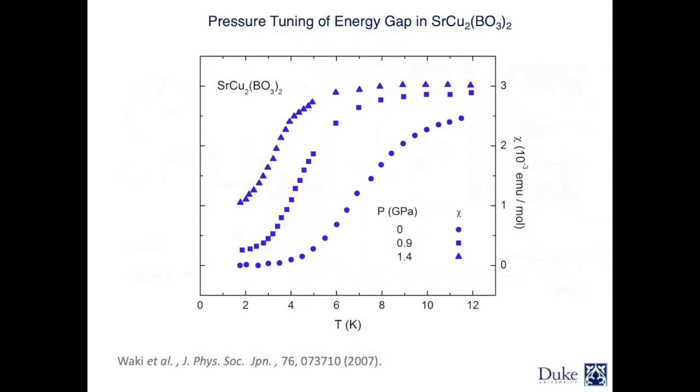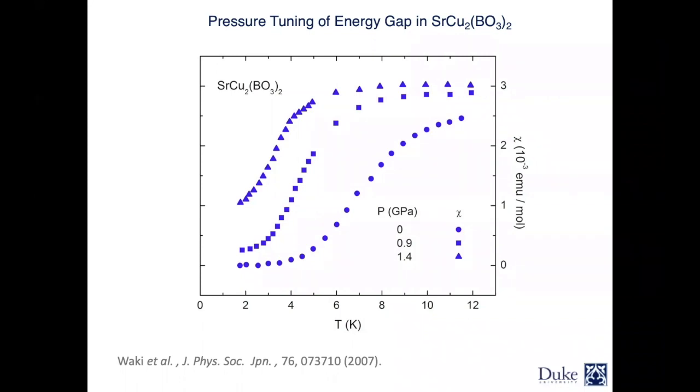This is a recent paper by Frederick who has been explaining various scenarios. Now, as an experimentalist, another way to look at this is the application of pressure, right? These are the very first data that came out from Japan. What they were able to do is look at the susceptibility as a function of temperature. If you're dealing with a singlet ground state in the absence of any pressure, you get a non-magnetic singlet state, so it's going to be zero.